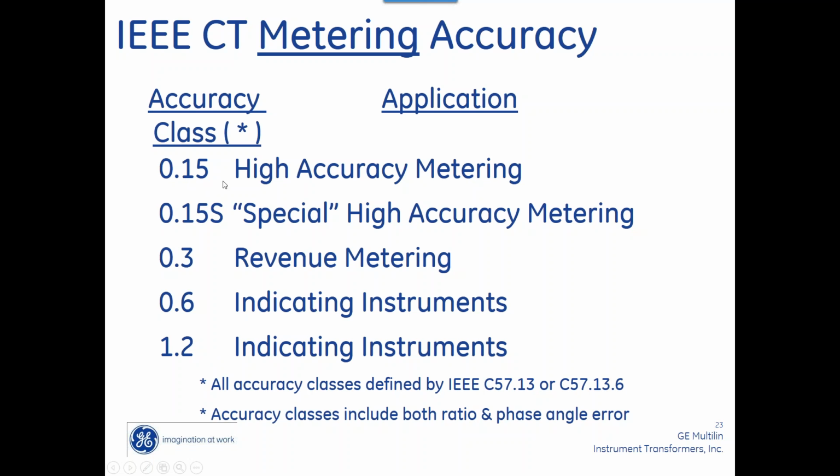High accuracy is 0.15. You'll see a lot of utilities use that. Revenue is 0.3. And it doesn't help if I've got a revenue grade CT, but my meter's not revenue grade. So you need both of them revenue grade. Indicating is 0.6 or 1.2. So that's the different classes you'll get into with CTs.